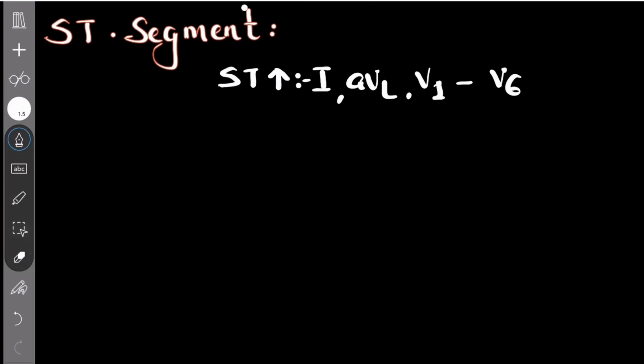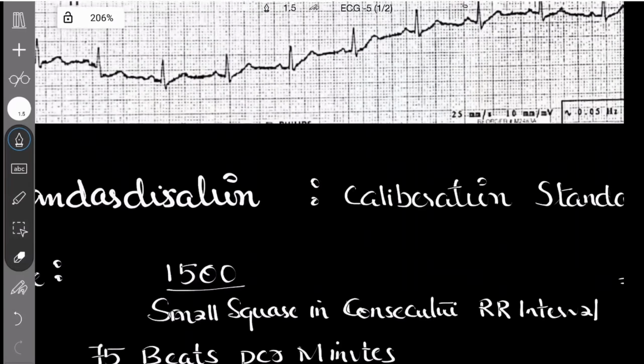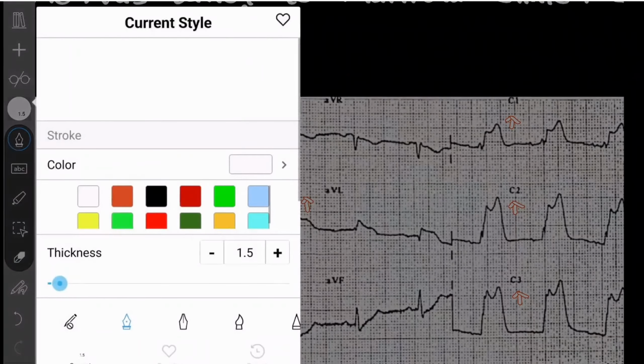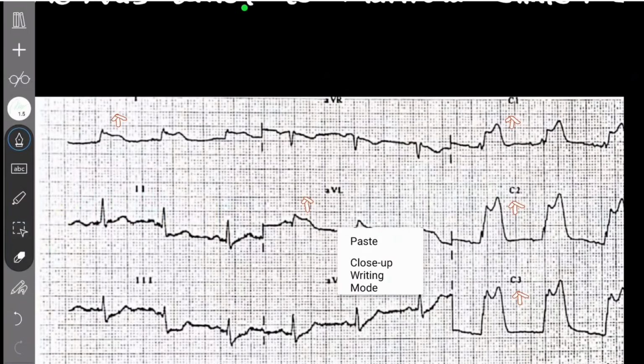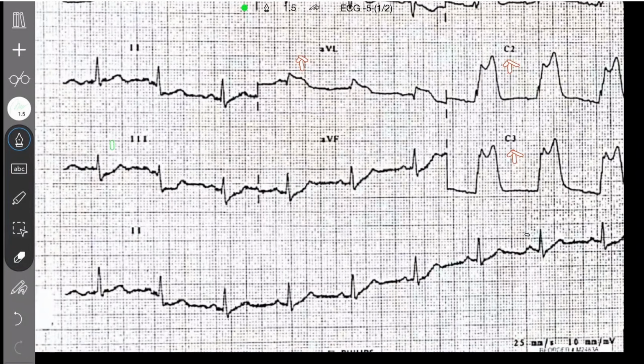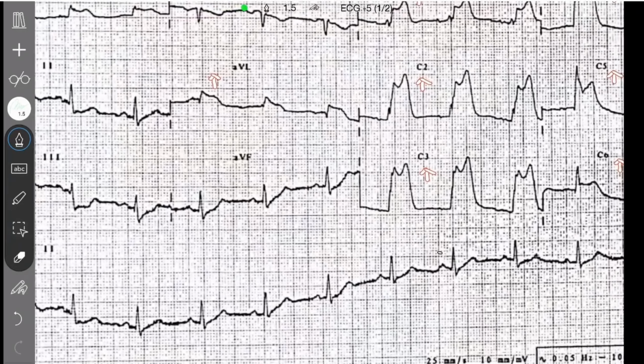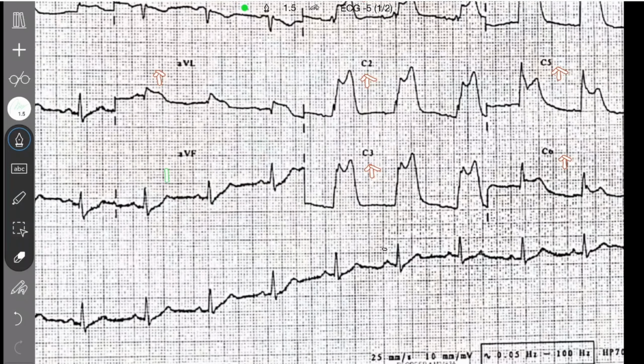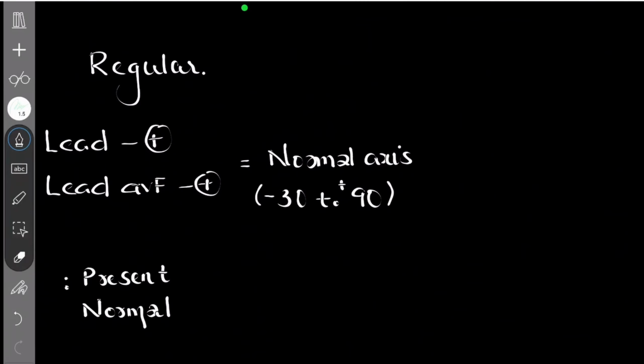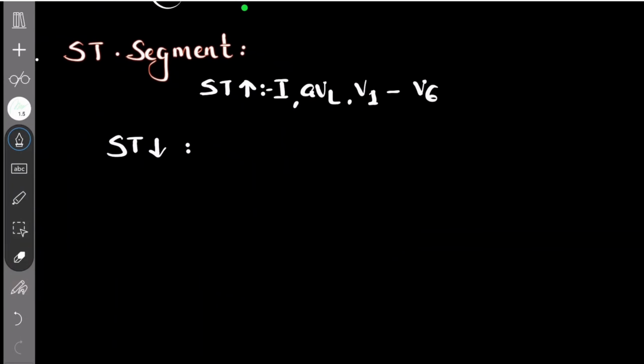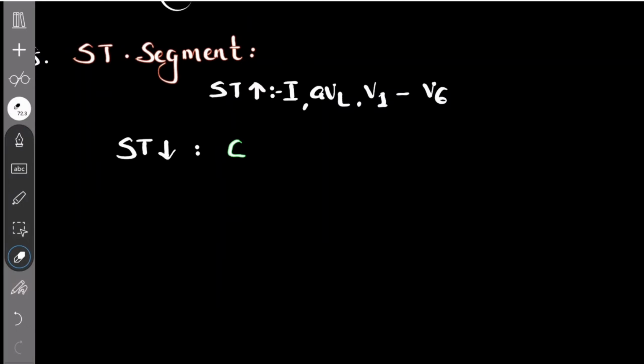Next, we have ST segment depression. In which leads do you find any ST segment depression or not? We check. In lead 3, there is an ST segment depression. In AVF also, there's a mild ST segment depression. So we can conclude that in lead 3 and AVF, there is ST segment depression.